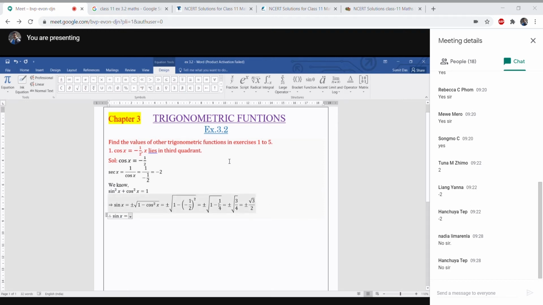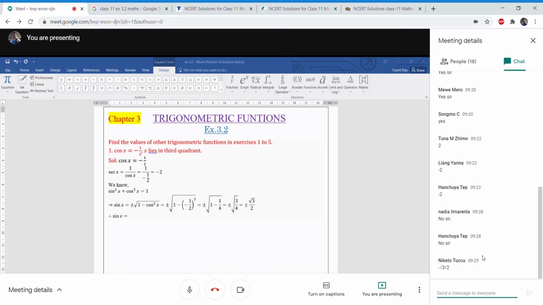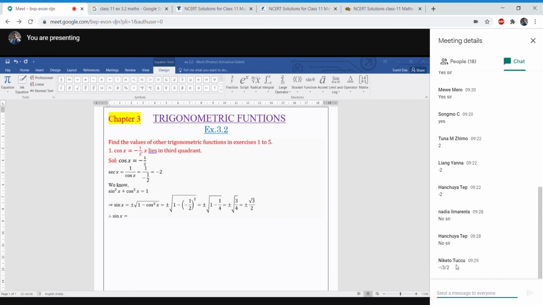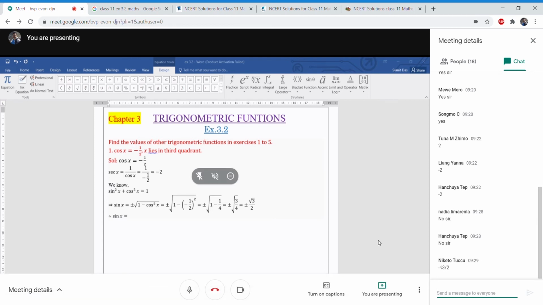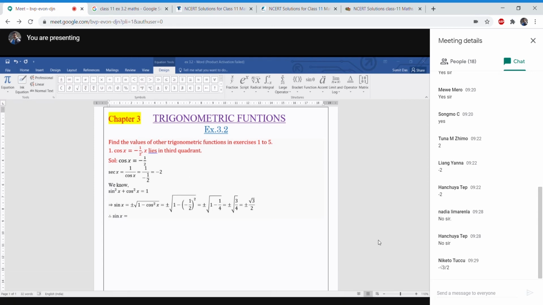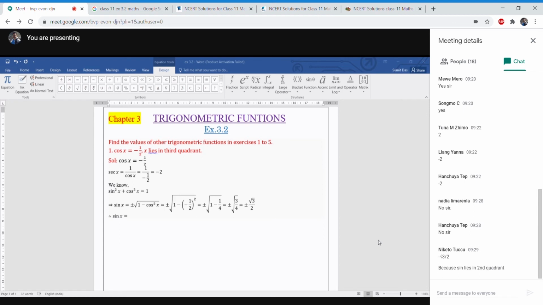Let me know, anyone. Will it be plus root 3 by 2 or minus root 3 by 2? And obviously why? Anyone please let me know. It will be minus root 3 by 2. What is the reason, Niketo? Can you please tell me the reason why minus? Let me know the reason. No, it is third quadrant.